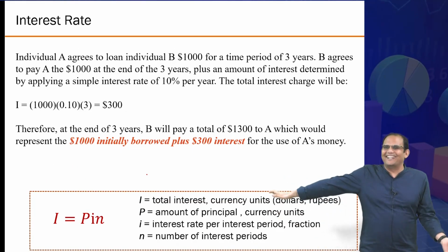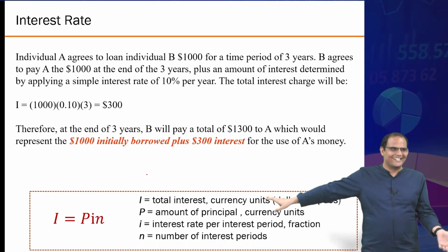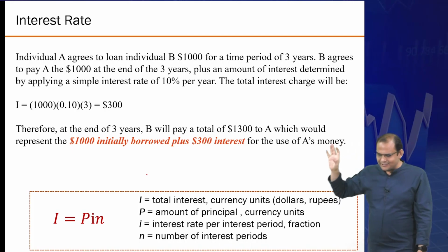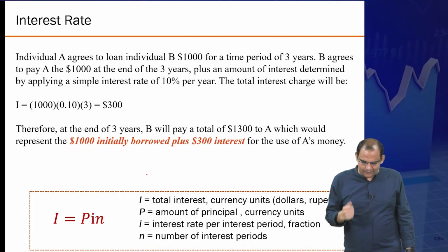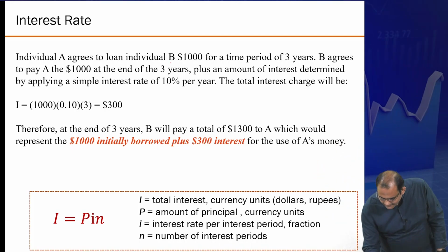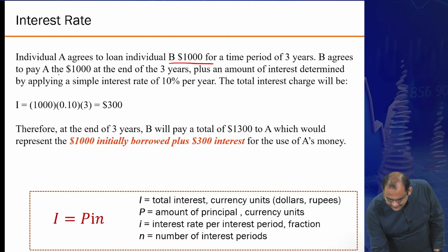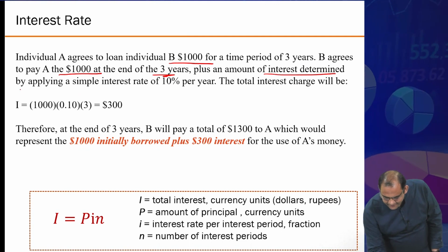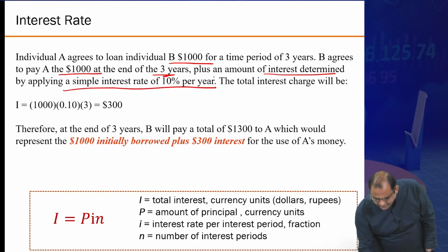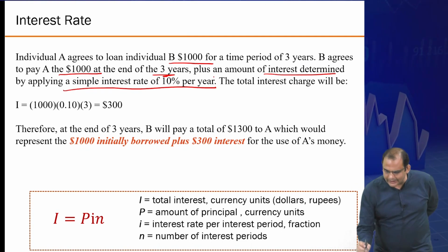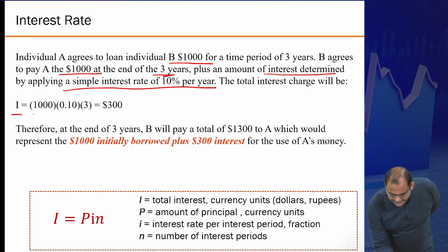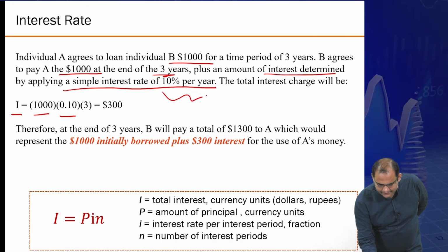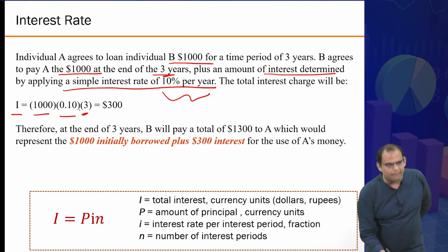A simple example to check that you have understood. Individual A agrees to loan individual B 1000 rupees for a period of 3 years. B agrees to pay A the 1000 at the end of 3 years plus an amount of interest determined by applying a simple interest rate of 10% per year. The total interest charge will be capital I equals 1000 times 0.10, which is the 10% per year rate, times 3, the number of years.